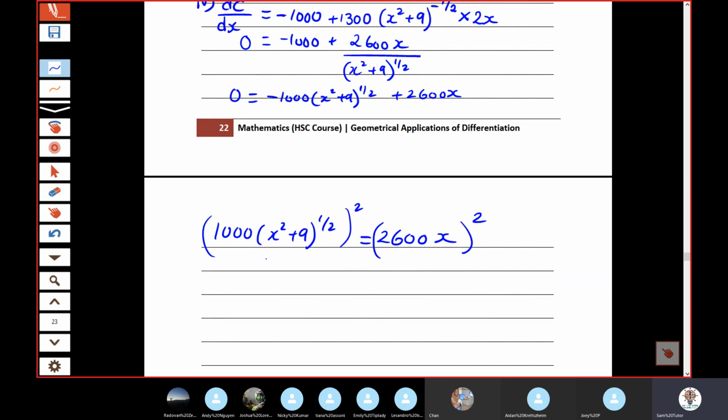What happens? What's 1,000 squared? Well, that becomes 1,000,000 x squared plus 9. 2,600 squared should be 676, so 6,760,000 x squared. Should be.